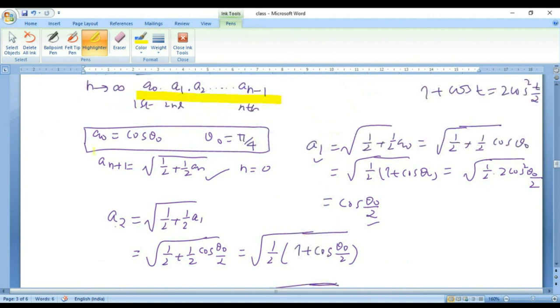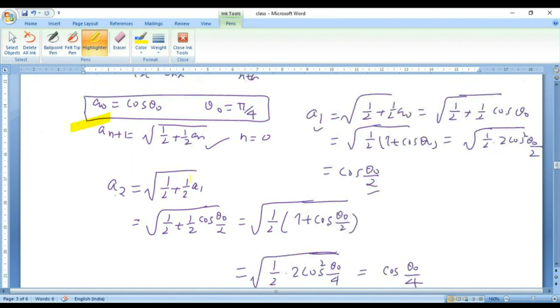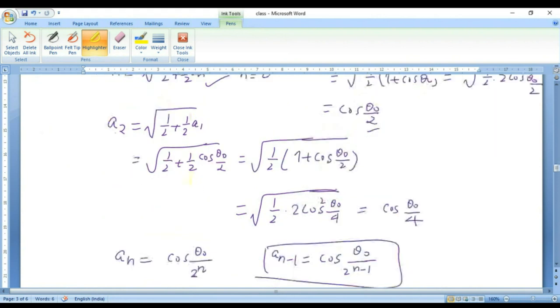A naught is cos of theta naught. Then next was the a n plus 1 and a n connection. And then we found a2. A2 happened to be cos of theta naught over 4.